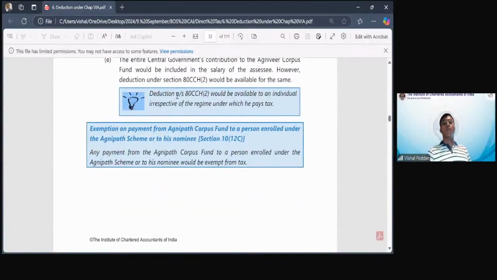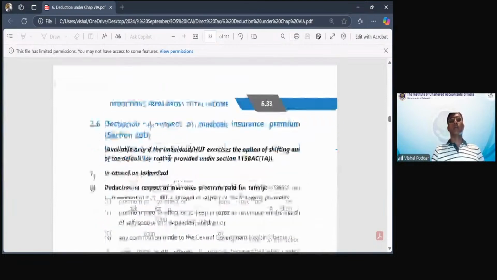Most important, exemption on payment from the Agniveer corpus fund to a person enrolled under the Agnipath scheme. So today you are contributing, you are getting this deduction. Tomorrow, when you retire from this particular military and you get the amount back from the Agniveer or Agnipath corpus fund, whatever amount you are getting, that amount would be fully exempt.